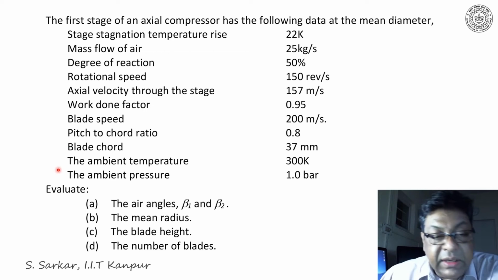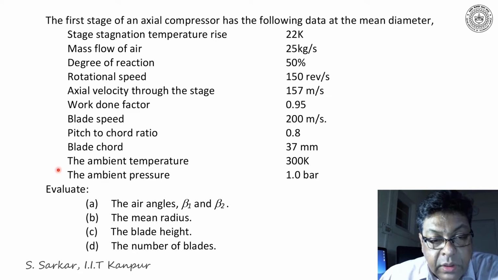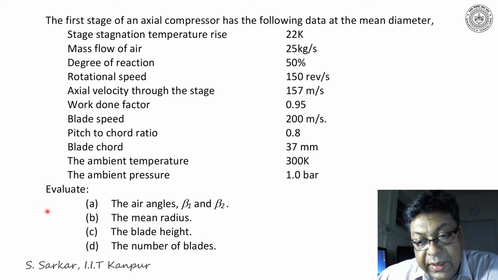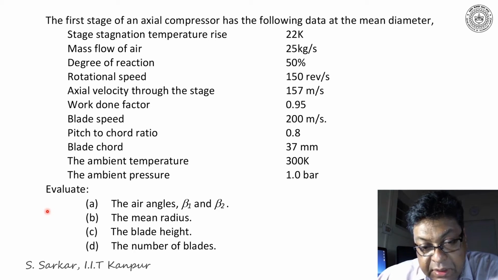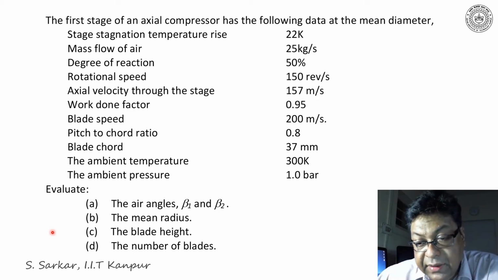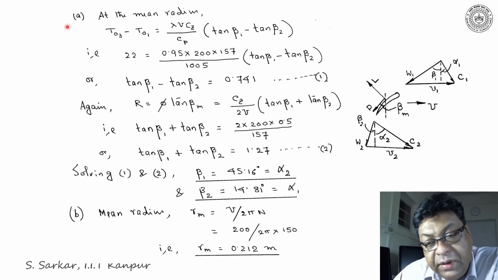The ambient conditions are given as temperature being 300 K and pressure 1 bar. We need to evaluate the air angles, that is beta 1 and beta 2, the mean radius, the blade height, and the number of blades required. Let me solve the problem.